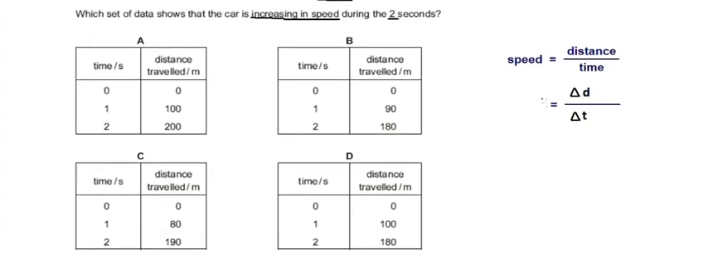So we know that if the distance and time data is given, the slope of that data, okay, that is nothing but change in the distance divided by change in time is nothing but the speed. It is nothing but distance by time. So this rate should be increasing in order to get the increasing speed. So here you can see option number A, the time is going from 0 to 1, 1 to 2 seconds, and the distance is going from 0 to 100 and 100 to 200 meter.